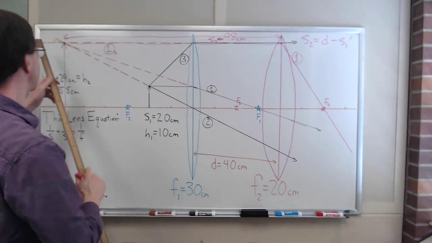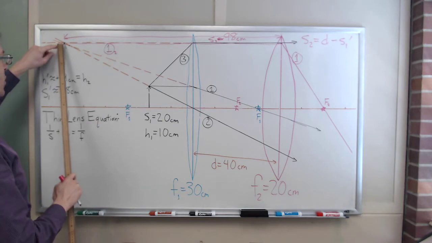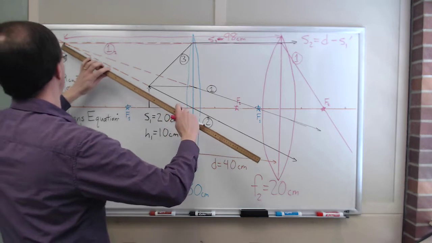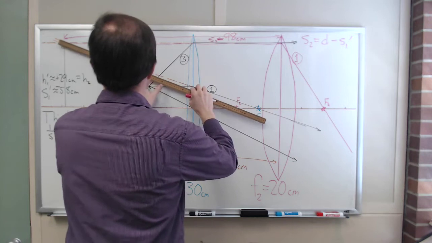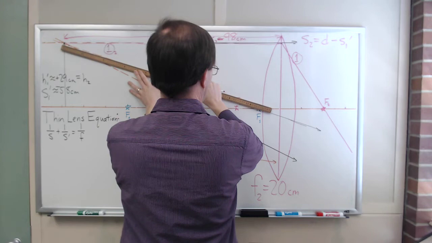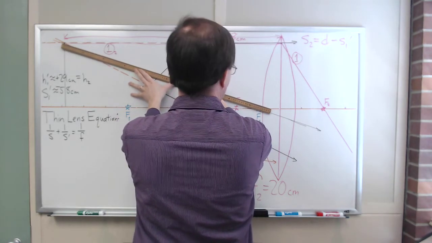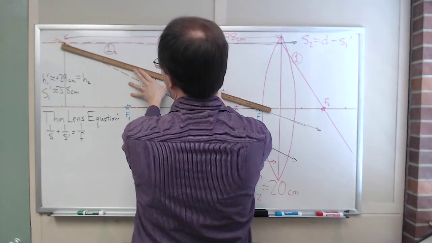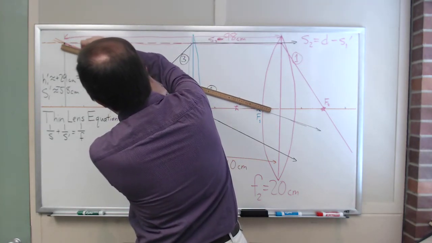Principal ray number two starts at my object point, which is the image from lens one. And remember, it goes straight through the center of lens two and off into the distance. My meter stick can't quite handle this. I'm going to have to do this in a couple steps, and it's going to be a painful process. Trying to eyeball this, trying to get it right, trying to hold it still. This is hard. This is easier on paper, if you're not trying to do a gigantic line across an entire whiteboard.